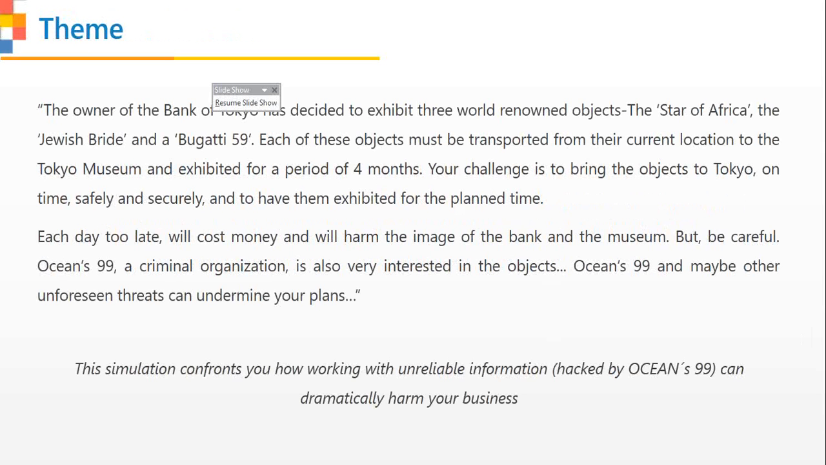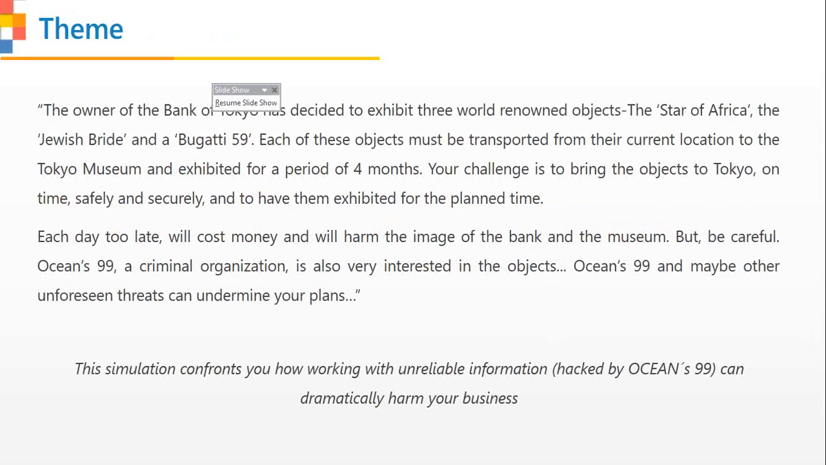I have organized a session with the museum in Tokyo, where they are going to showcase the world's 3 most valuable objects. Those objects are the Star of Africa, which is a diamond, the Jewish Bride, which is a painting, and a Bugatti 59, which is an American car. Now, the idea is to get all these 3 valuable objects so that people can understand that this bank really respects the value of that particular object and their money is going to be safe. So this is a very high-level theme of the simulation game. I'm not going to go into too much detail. We will see as we progress.